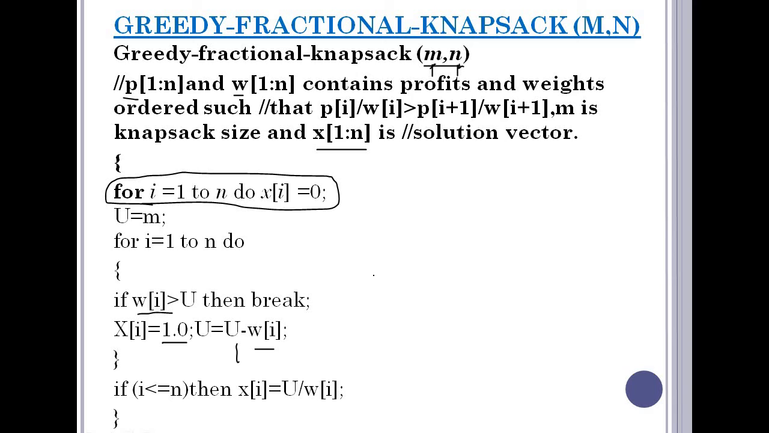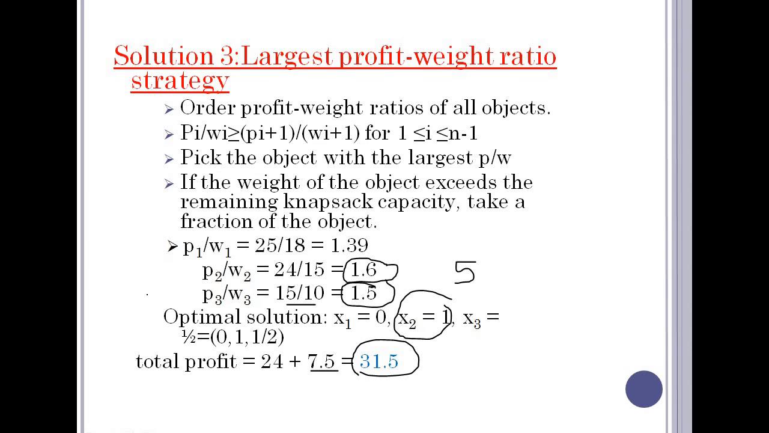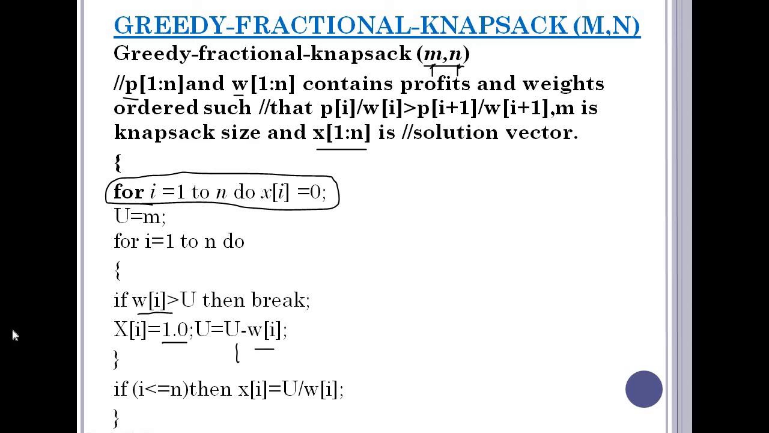When i becomes 2, I take the second profit to weight ratio item. The weight of this one is 15, but we are left with only 5 kgs. So at that time this loop is going to break. I come out and check if i is less than or equal to n. Then I take the fraction of that particular object, u divided by the weight of i, so that I satisfy the constraint. The total weight is not going to exceed the capacity of the knapsack.